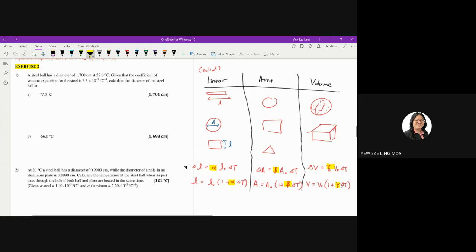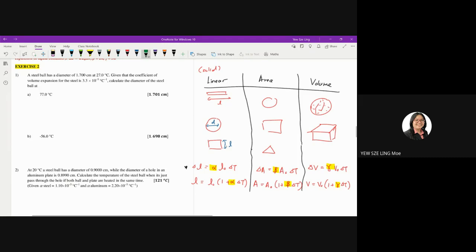The difference is in terms of the symbol. For linear you use L, for area you use A, for volume you use V in the equations. Another main difference between these three situations is the coefficient. For linear, you use the coefficient of linear expansion, which is alpha. For area, you use beta. For volume, you use gamma.